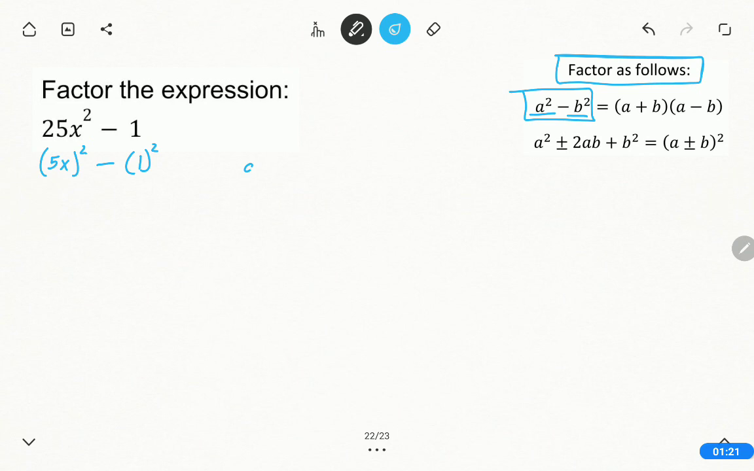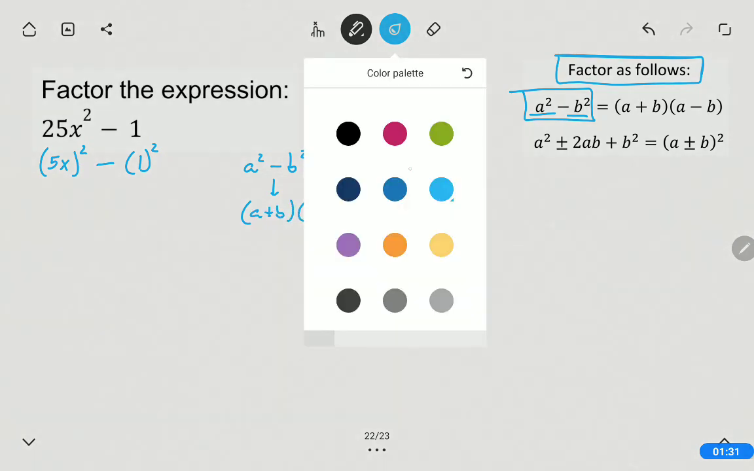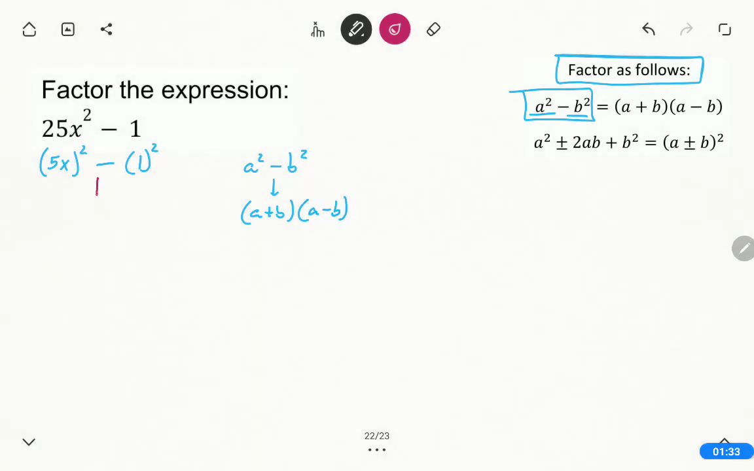Therefore, it follows the a squared minus b squared pattern, which its factors are a plus b and a minus b. So the factors of 25x squared minus 1 are going to be 5x plus 1 and 5x minus 1. The a's and b's being the things that we square to get the original expression.